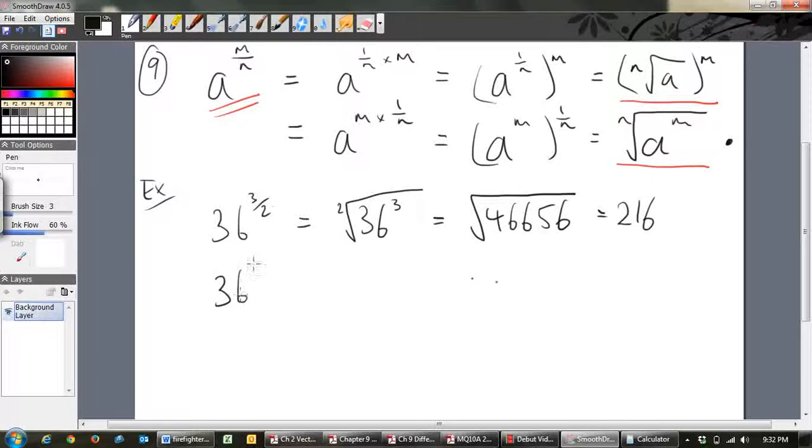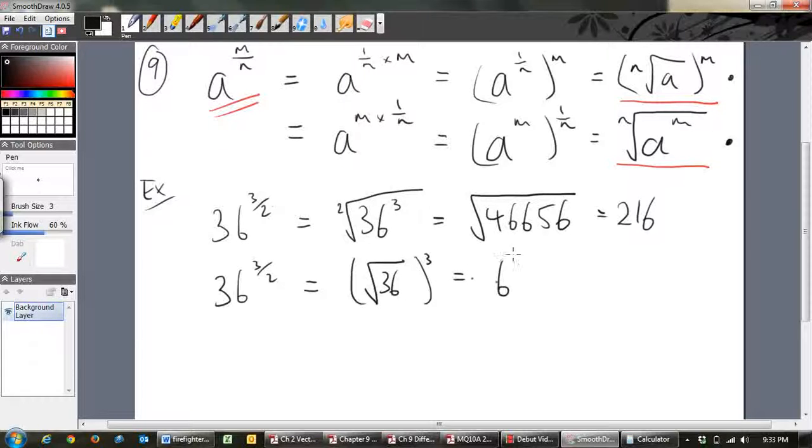Let's do that question again. Now let's do the other way. Let's do it this way first. In other words, I'm going to take the square root first and then raise to the power of m. So I can write this as the square root of 36, so that's the bottom 2 there, and we're going to raise that all to the power of 3. So you can see how these two are different, but you're just doing the powers in a different order.